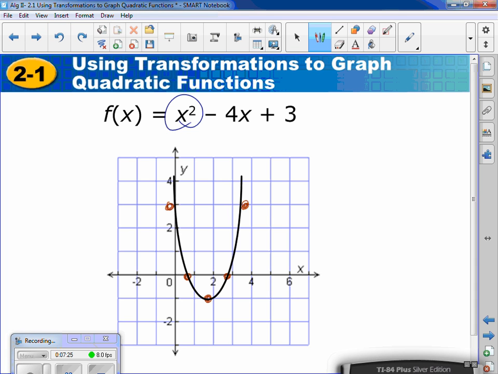So if I have x squared, the only thing about it is that it's positive. Positive means it goes up. If it was negative, it would reflect down, because in chapter 1 we talked about reflections making it negative.